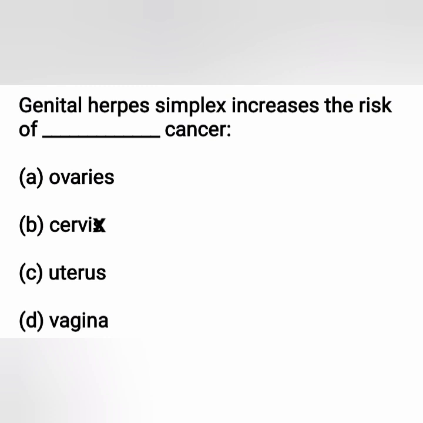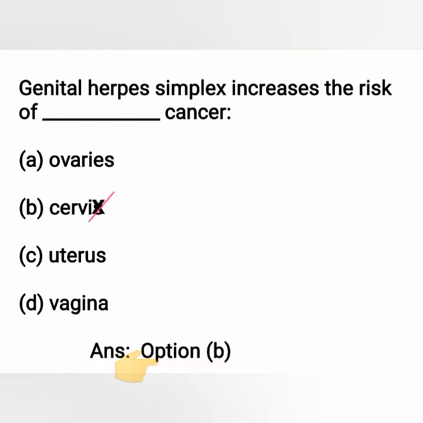Genital herpes simplex increases the risk of dash cancer. Options. Option A, ovaries. Option B, cervix. Option C, uterus. Option D, vagina. Genital herpes simplex, or herpes simplex virus, increases the risk of cervical cancer. Option B is the correct answer, cervix. Move on to the next question.